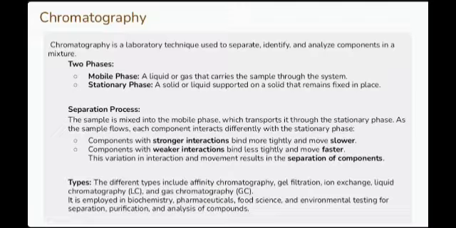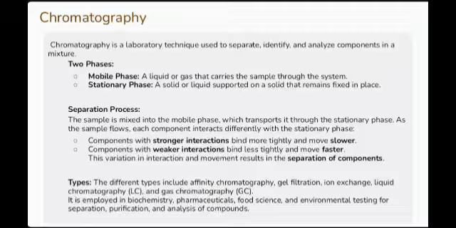As the sample mixture travels through, each component interacts differently with the stationary phase. Molecules that have stronger interactions with the stationary phase move more slowly, while those with weaker interactions move faster. Over time, this difference leads to separation. Chromatography is extremely versatile. It is applied in biochemistry for protein and DNA analysis, in pharmaceuticals for drug testing, in environmental testing to detect pollutants, and in the food industry to ensure quality and safety.